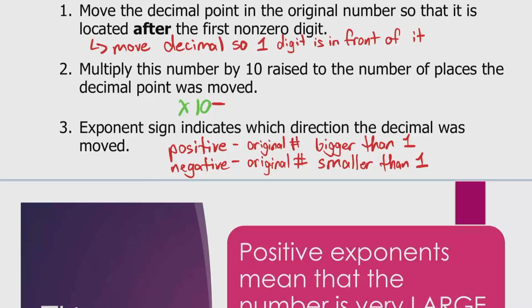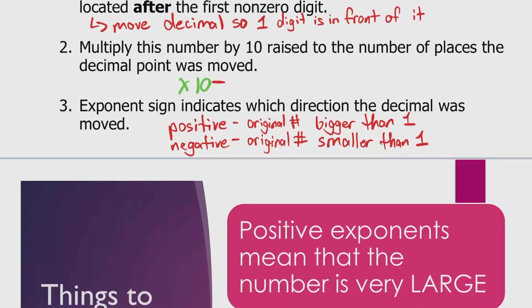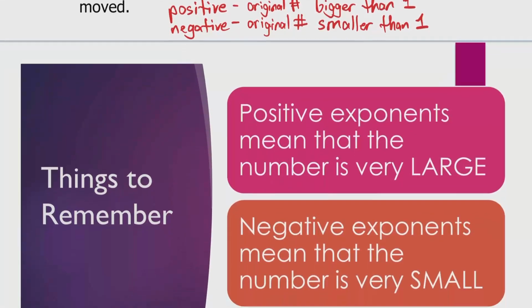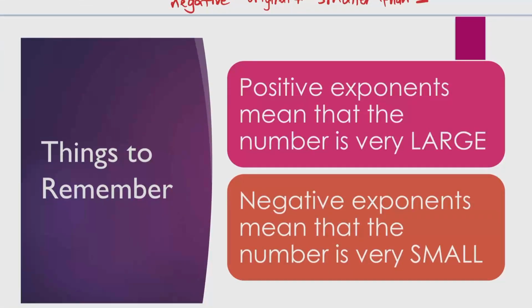So in slightly different words, positive exponent means that the number is very large. So we're thinking 100 or greater, typically. Big numbers get positive exponents. Negative exponents are for small numbers, things that are smaller than 1. Do we have any questions so far about exponents or scientific notation?